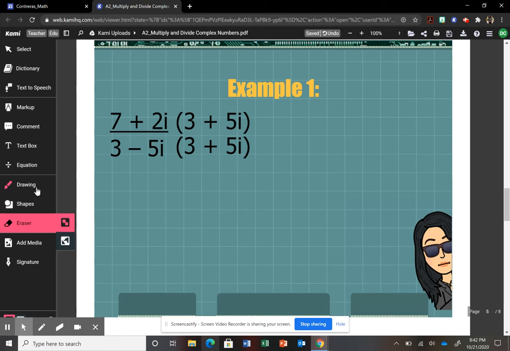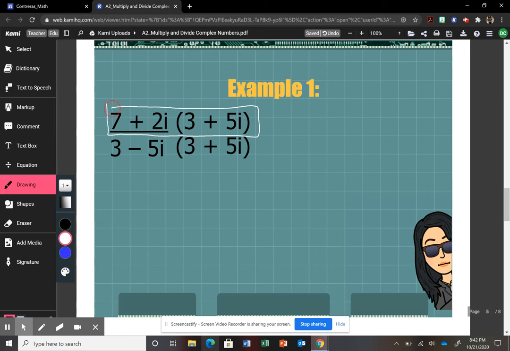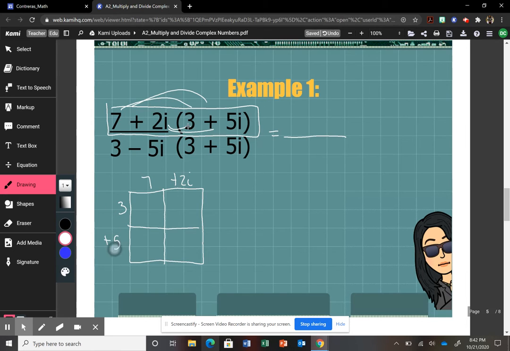All right, so now this is the fun part. First, I am going to multiply the numerator. Okay, and we just multiply straight across using the distributive property. So you can distribute like this if you like. Okay, this method, I call the box method. I know there's another term for it, I just can't remember it. So here I'm going to put 7, and this is a positive 2i. And here I'm going to multiply with 3, and then a positive 5i.